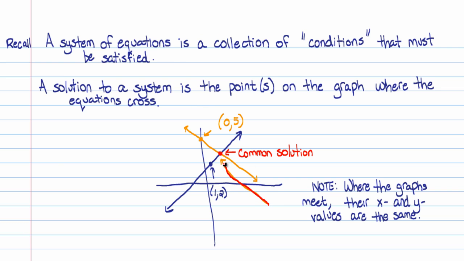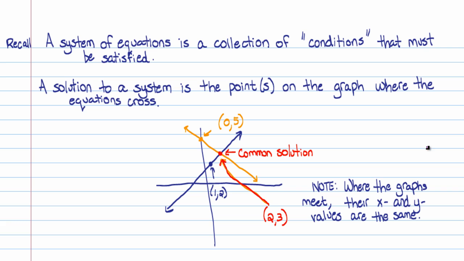I should probably do this in red. Let's pretend that point is (2, 3). That point, (2, 3), exists on both lines. In other words, that's a solution. When I let x equal 2 in both equations, y will be 3 for both equations.